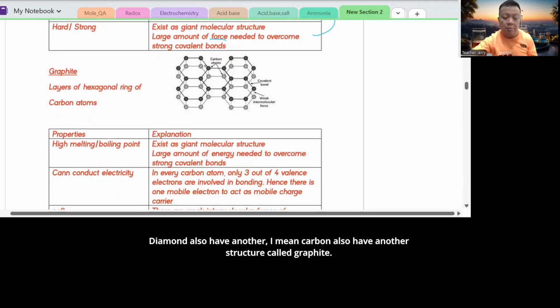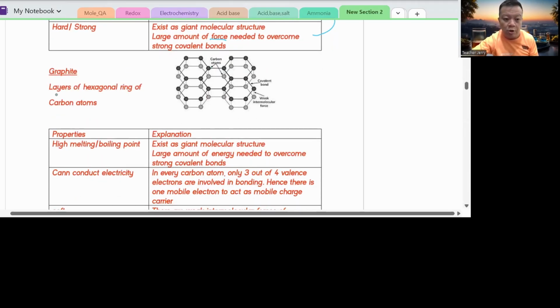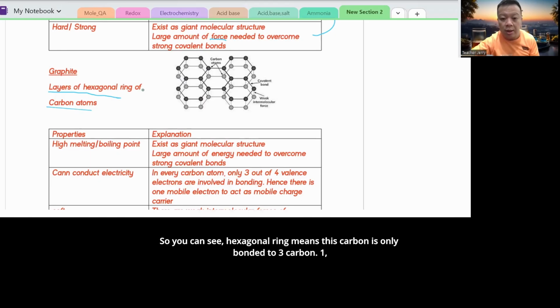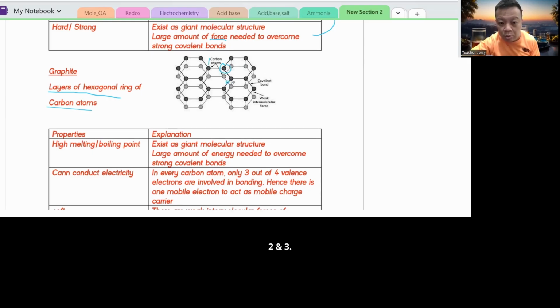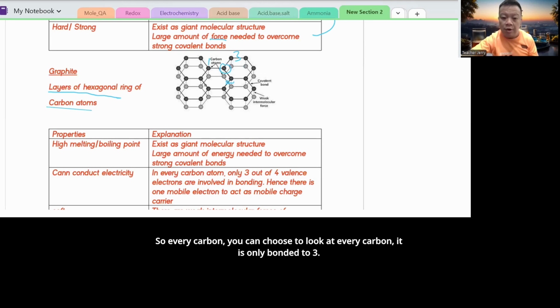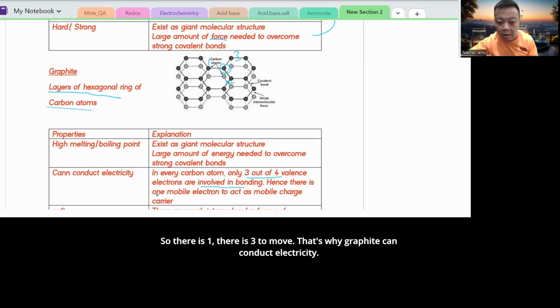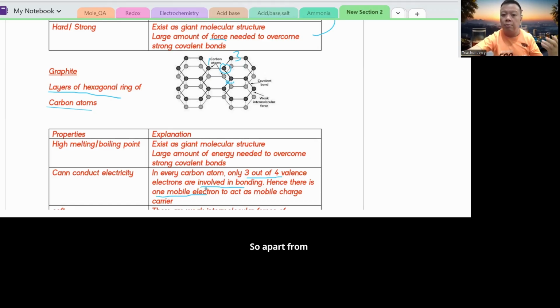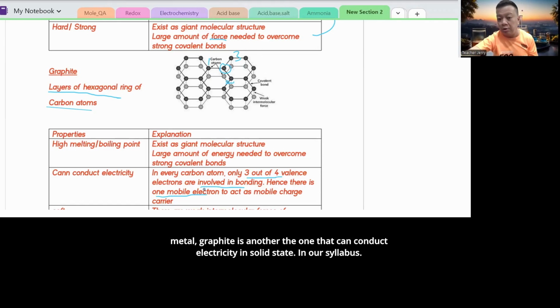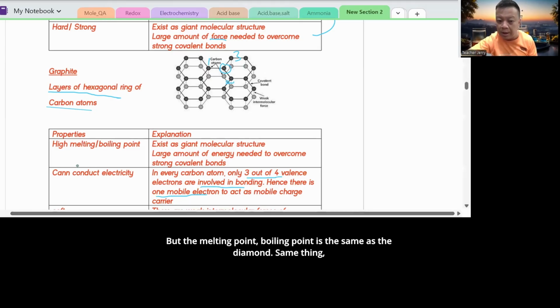Carbon also has another structure called graphite. We talk about layers of hexagonal rings. The hexagonal ring means each carbon is only bonded to three carbons: one, two, three. So if you look at every carbon, it's only bonded to three. That's why only three out of the four electrons are involved in bonding, so there is one left free to move. That's why graphite can conduct electricity in solid state. So apart from metal, graphite is another one that can conduct electricity in solid state in our syllabus. But the melting point and boiling point is the same as in diamond.